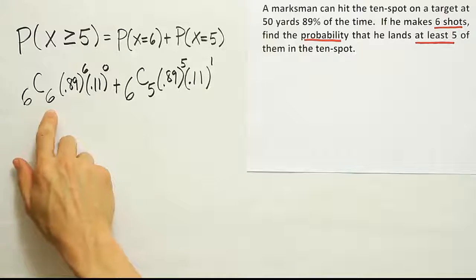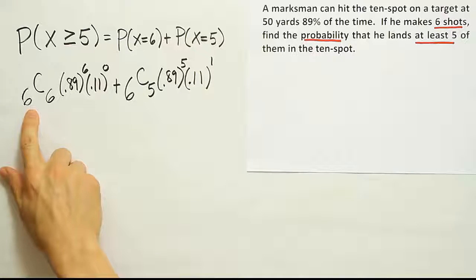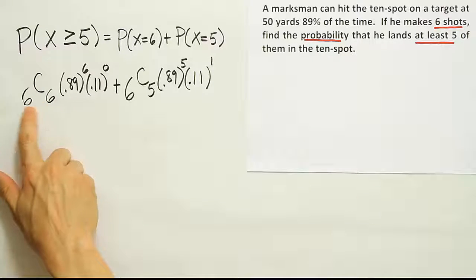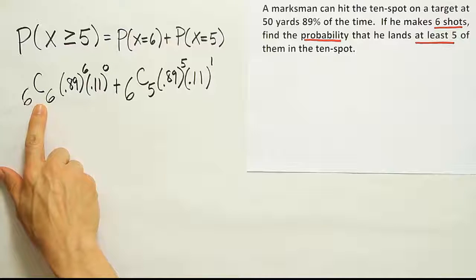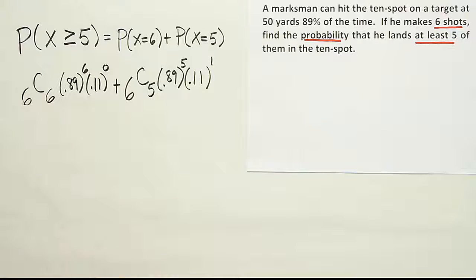We can evaluate these without a calculator. If you have 6 items and you're going to choose 6 of them, they want to know how many ways that can be done. There's only one way to do that. You just take them all, right? So 6 choose 6 is just 1, so we don't need to worry about that. And you have 0.89 to the 6th power.